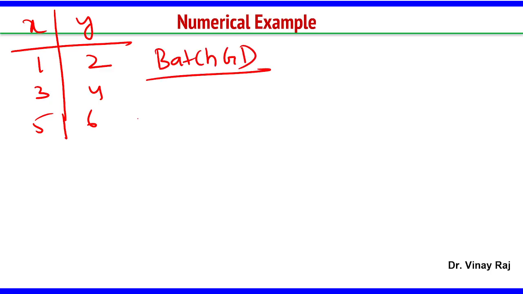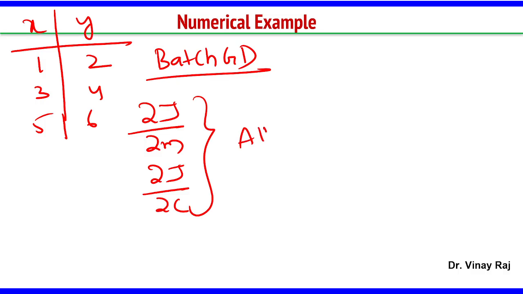In batch gradient descent, when you are calculating dou j by dou m and dou j by dou c, we use all the data points.